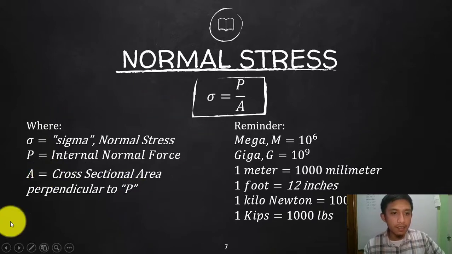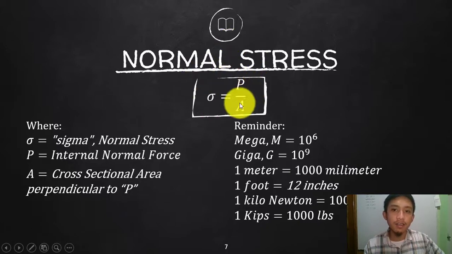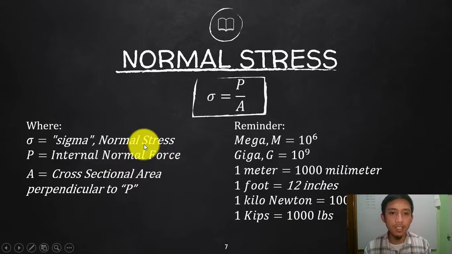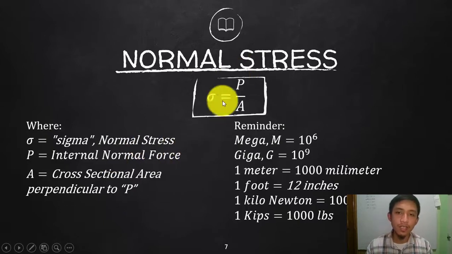So again, when do we have a normal stress? When the force is applied on an area which is perpendicular. So the area and the force are perpendicular, or 90 degrees, for the stress to be a normal or axial stress. Just a simple reminder. So how do we get the normal stress? Just divide the force by the area.